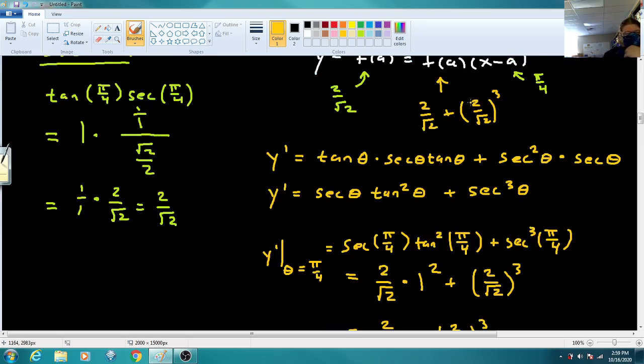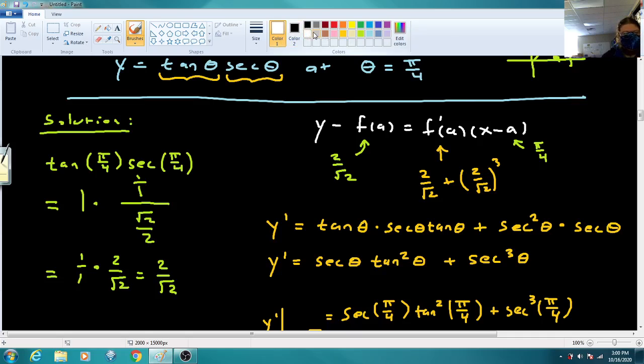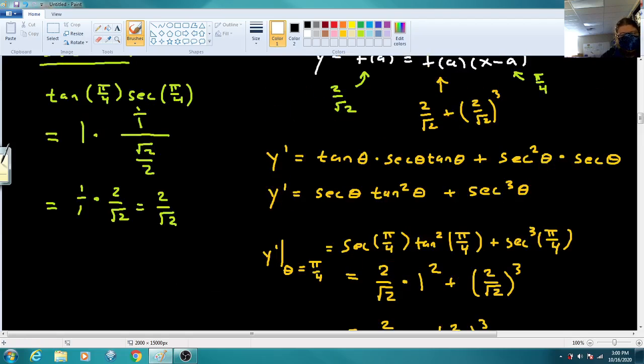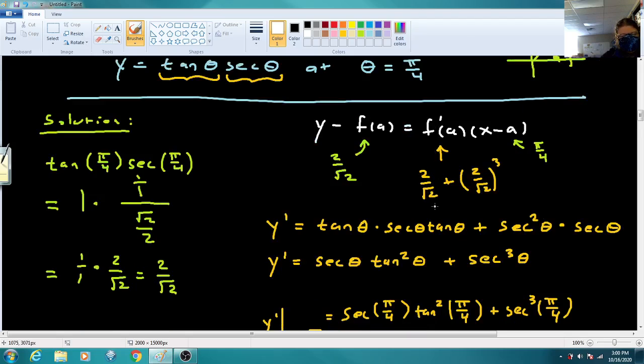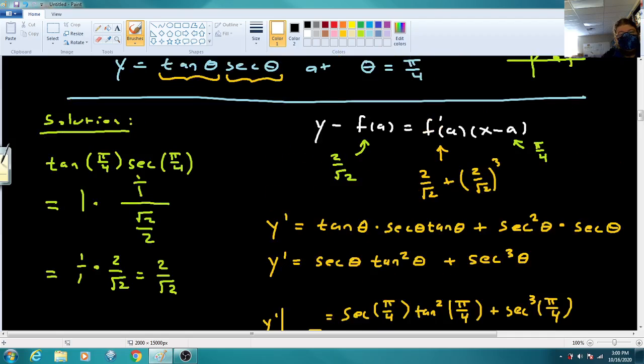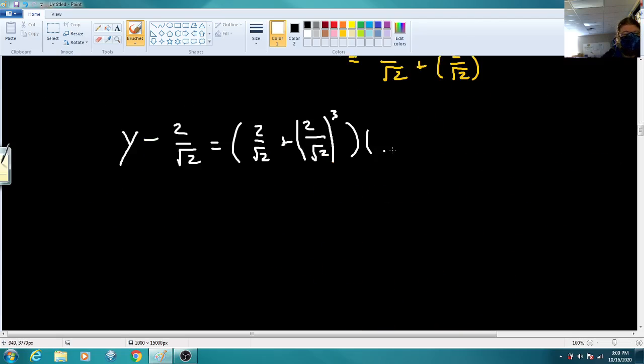To finish up, we're going to rewrite our formula here, plugging in everything we found. So we get y minus 2 over square root of 2 equals, for f prime of a, 2 over square root of 2 plus 2 over square root of 2 cubed. So I'll say 2 over square root of 2 plus the quantity 2 over square root of 2, cubed, times x minus pi over 4. And this whole thing will be our answer.